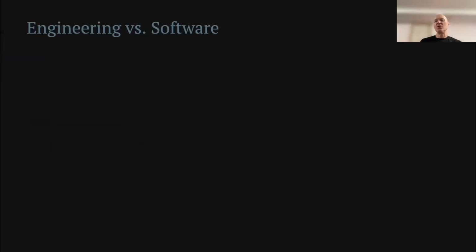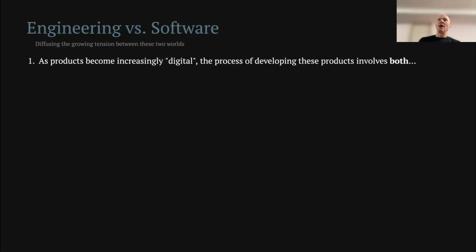So let's look at the engineering versus software thing in a little bit more detail, although I touched on some of these points already. Obviously, products are becoming increasingly digital, and the process of developing those products is increasingly involving, I don't want to say two camps because it makes it seem adversarial, but different approaches, let's say.